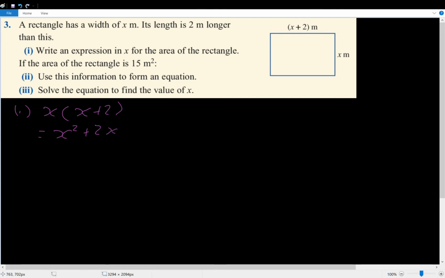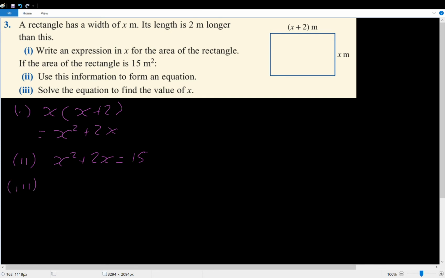Then it says, if the area of the rectangle is 15 meters squared, we have to use this information to form an equation. What that means is x squared plus 2x is equal to 15. Now for part 3, we've got to solve the equation to find the value for x.